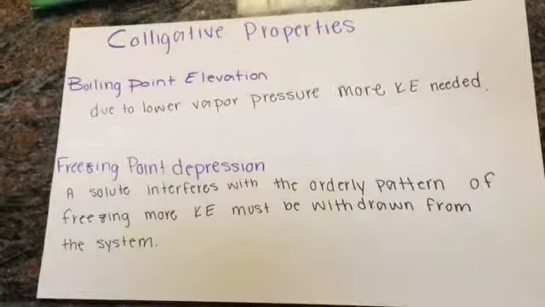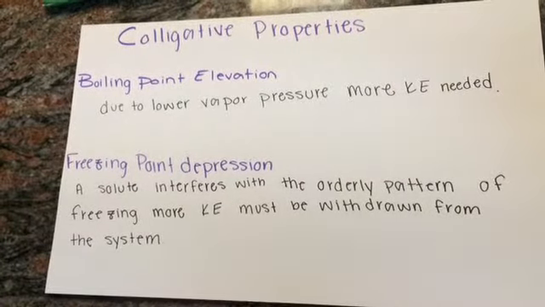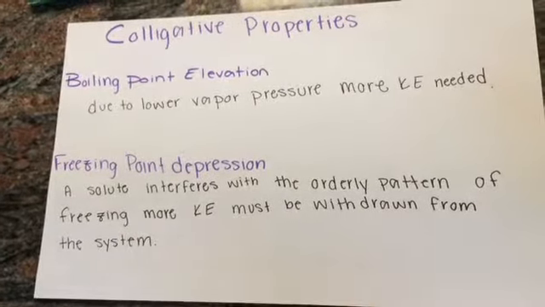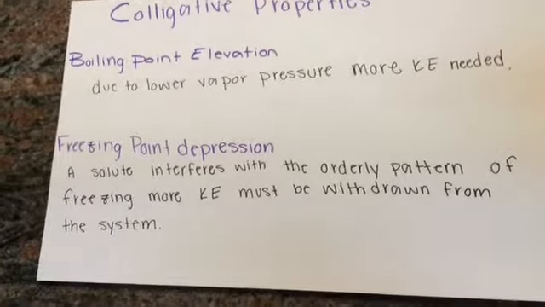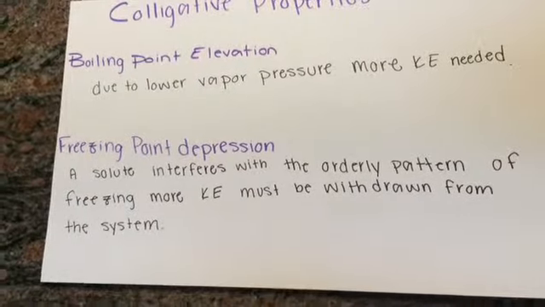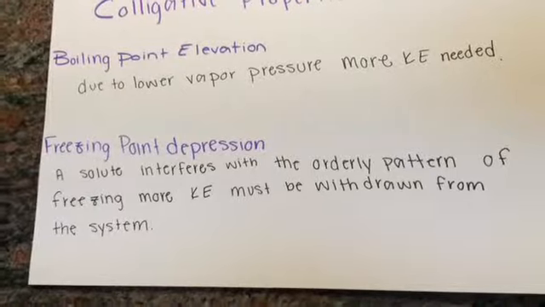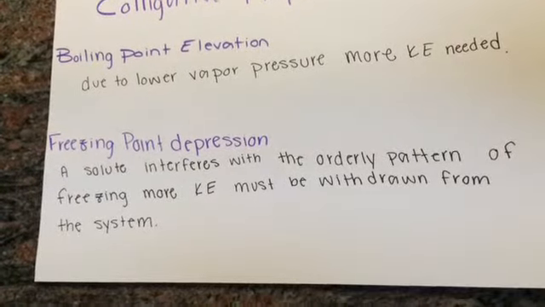Colligative property is the boiling point elevation. Due to the lower vapor pressure, more KE is needed. Freezing point depression is when a solute interferes with the orderly pattern of freezing. More KE must be withdrawn from the system.